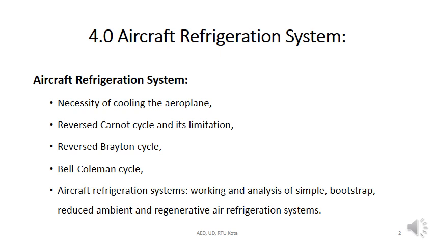First is the necessity of cooling an aeroplane, and its basic cycles: reverse Carnot, reverse Brayton, Bell-Coleman, the fundamental cycle behind this air refrigeration system. Then the different types of aircraft refrigeration, their working, and TS diagrams. These are four basic systems for aircraft refrigeration: one is simple, bootstrap, reduced ambient, and regenerative air refrigeration system. That part we will be discussing in this.